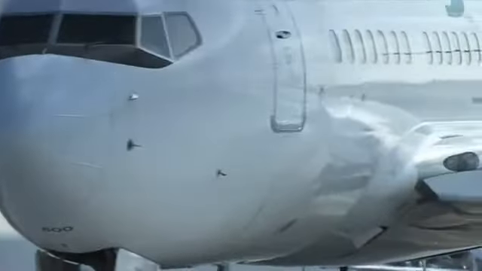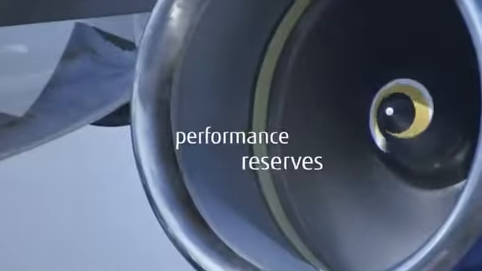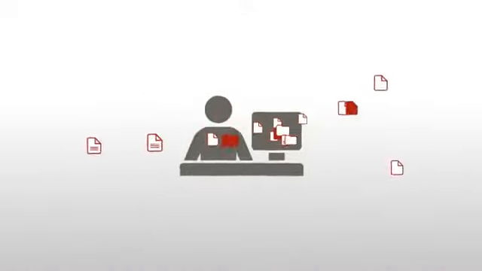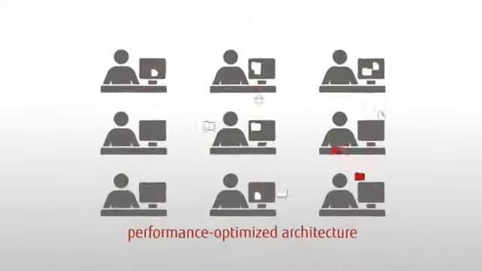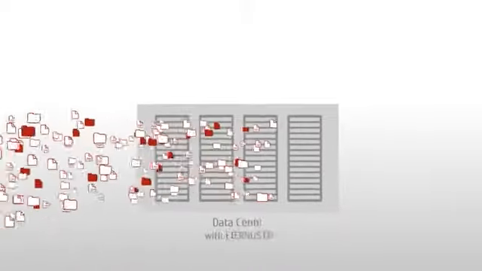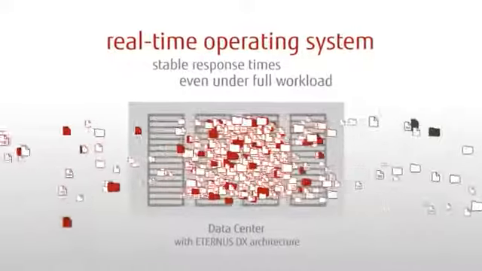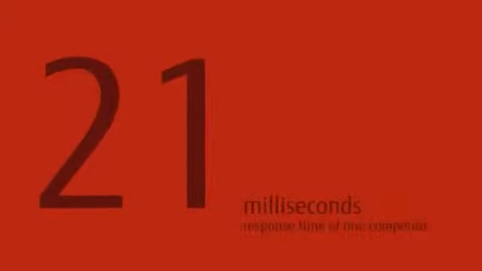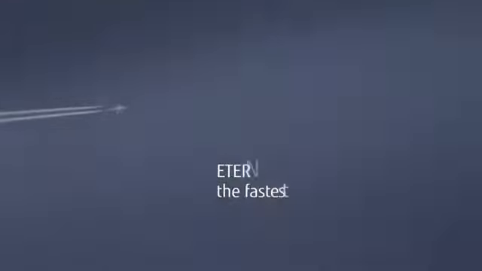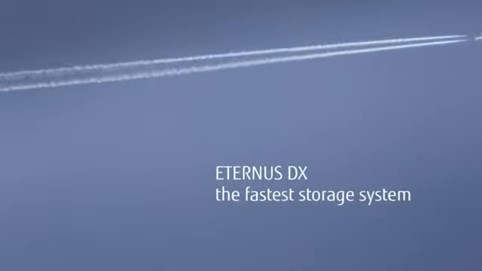As data grows and is consolidated on one system, it is important to have enough performance reserves for peak loads and fully loaded systems. Fujitsu is ready for such challenges with the ETERNUS DX product family's performance-optimized architecture and real-time operating system. With fast and stable response times, it solidly outperforms comparable systems, proven by numerous performance records and benchmarks. Designed to deliver performance regardless of circumstance and workload.